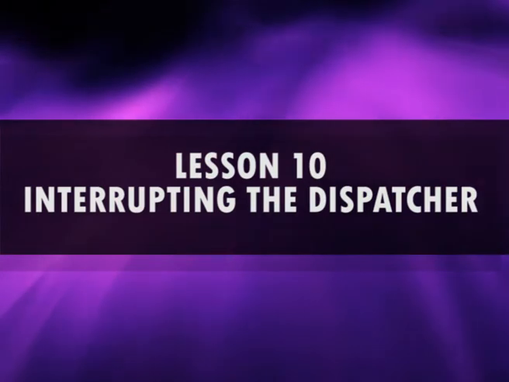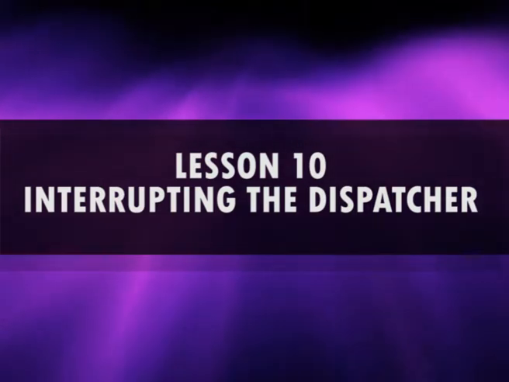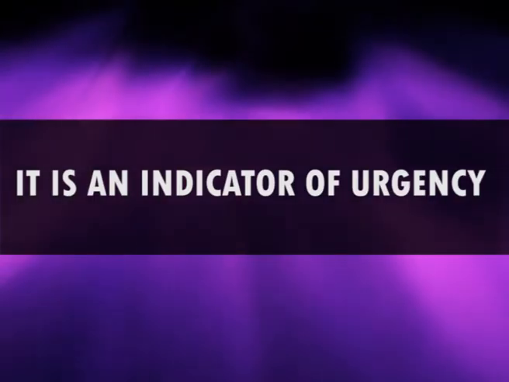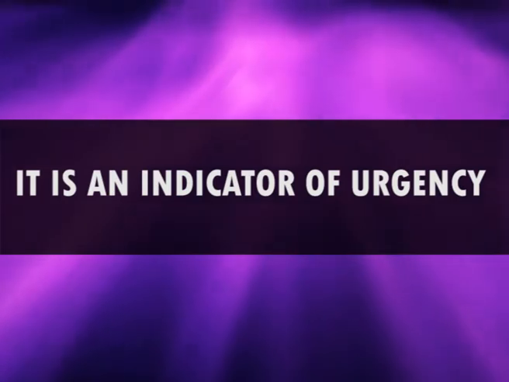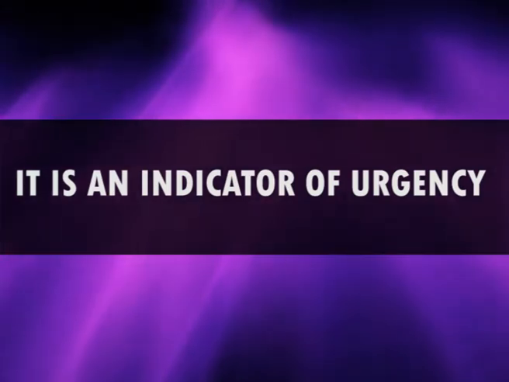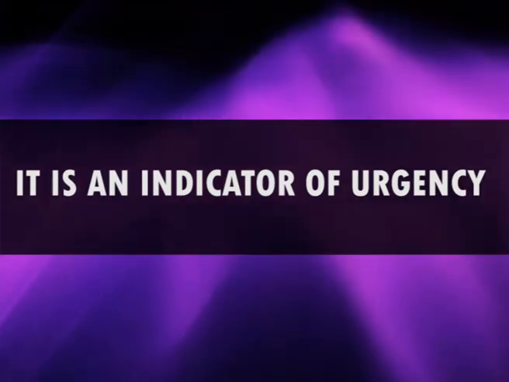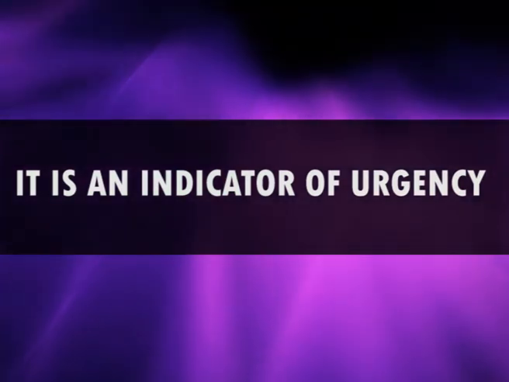Let's check this new indicator. It's called interrupting the dispatcher. Talking during the dispatcher's speech is an indicator of urgency. In many cases, the subject starts to talk before the first sentence of the dispatcher. So the dispatcher says, "What is your emergency?" But the subject, the caller, is already talking.